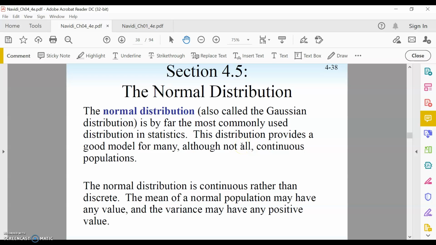Important section though. Section 4.5 is the normal distribution, which is sort of the basis for all the statistics we do. We'll go through this kind of quickly and we'll spend a lot of time on it in class. It's a really, really common distribution. It's a continuous distribution, unlike the binomial and Poisson distributions. It's for continuous variables, and it's really common for any measurement.